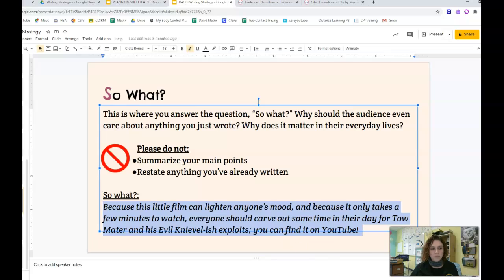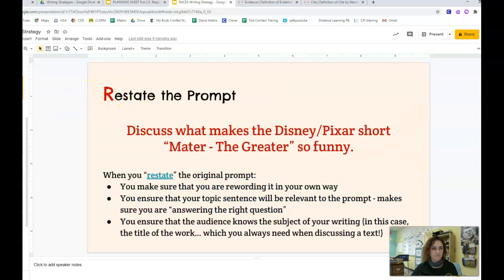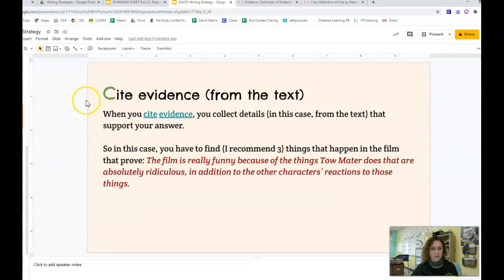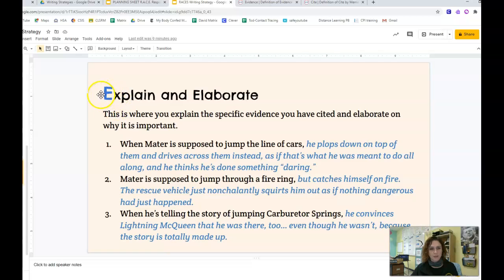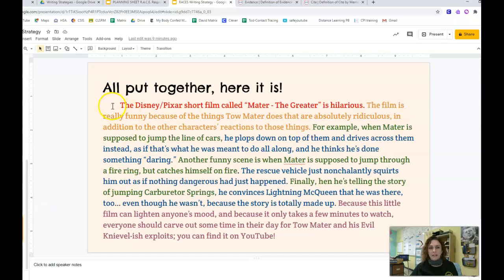That's what I mean by a mic drop moment. It's got to be something that makes the audience go, oh, cool. All right? So when you put it all together, it looks like this. And I'm not going to reread this whole thing to you, but it is in the slideshow. Basically, I just took everything. I took my R, my restatement. I took my A, my answer. I took my C, my cited evidence. I took my E, my explanations and elaborations. I took my S, my so what. And I put them all together into a well-written paragraph.